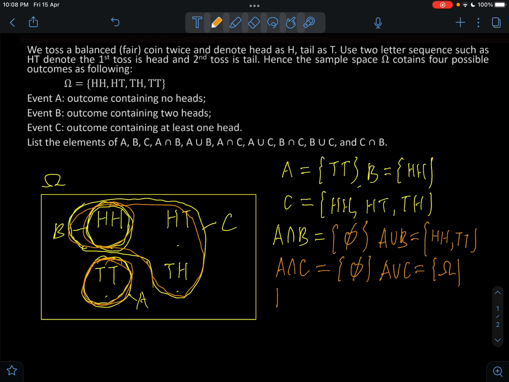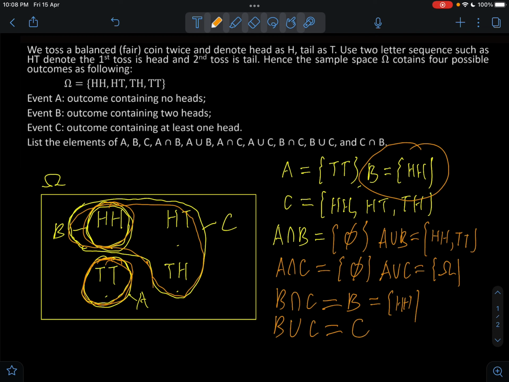Next, we look at event B intersect event C. From this diagram, we can see that event B is HH, which is a subset of event C. So their intersection would be event B, which we already calculated previously, which is HH. And for event B union C, because B is a subset of C, the outcome will be C. So you will see this is B, this is C, and the union will be C. So we also get C here: HH, HT, and TH.